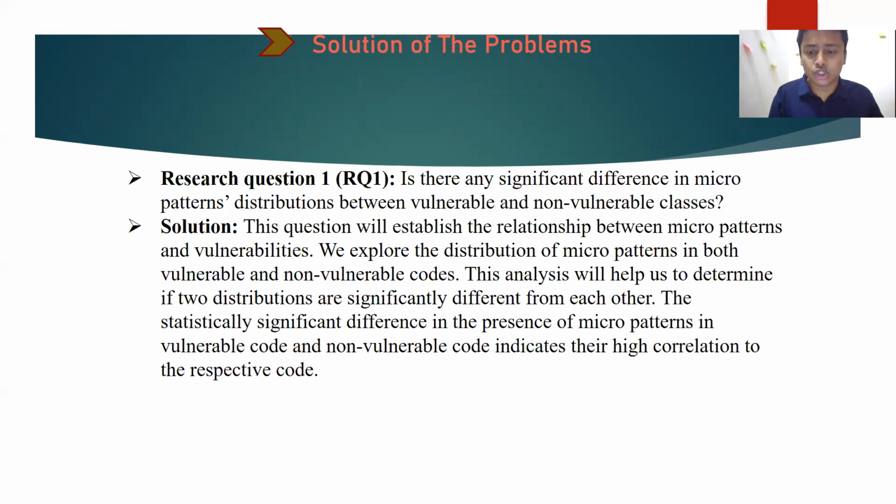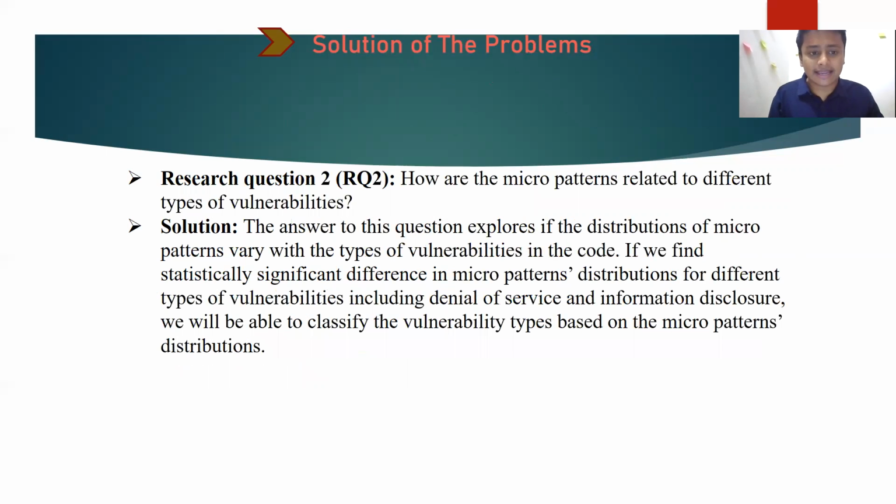We explore the distribution of microfeatures in both vulnerable and non-vulnerable code. This analysis will help us to determine if the two distributions are significantly different from each other. Thus, a statistically significant difference in the presence of microfeatures in vulnerable code and non-vulnerable code indicates their high correlation to the respective code. The second question is, how are the microfeatures related to different types of vulnerabilities?